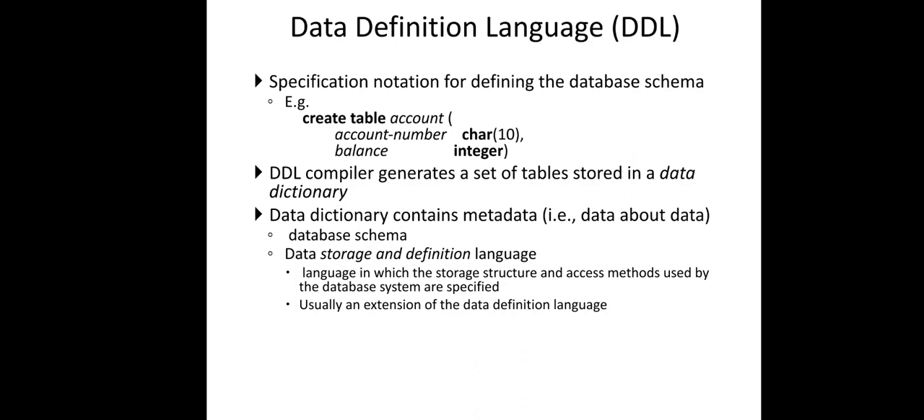The data dictionary is what? The data dictionary contains the metadata, meaning data about the data. It can contain the database schema, how data is stored in the memory, what the definitions of the data are, and what content is stored in the entity can be shown through the data dictionary.